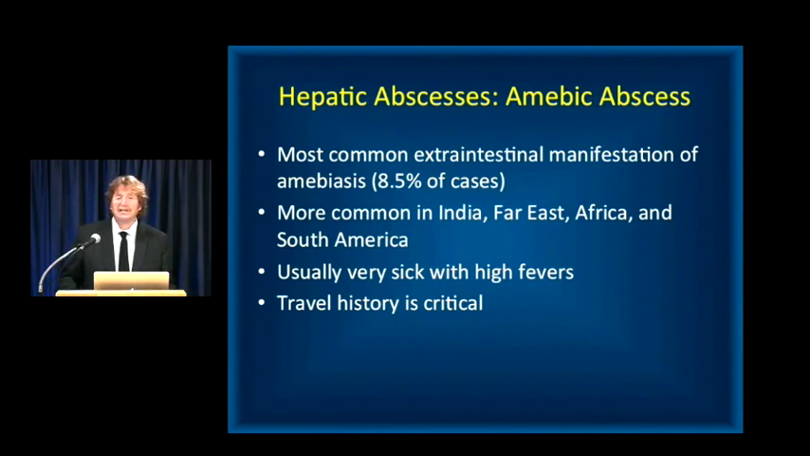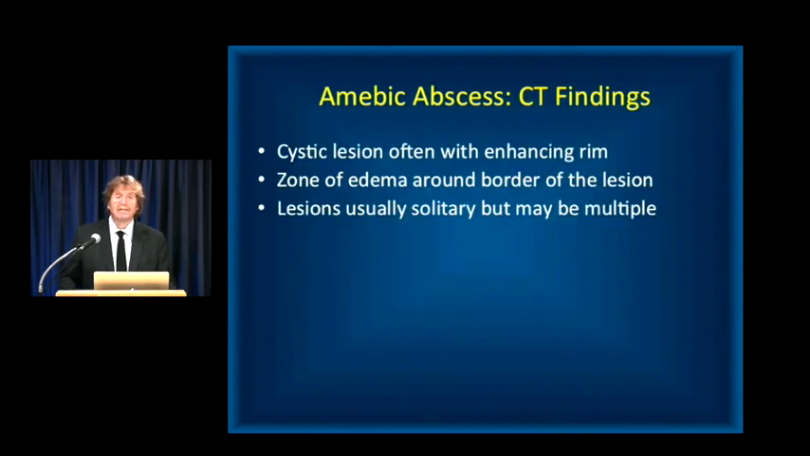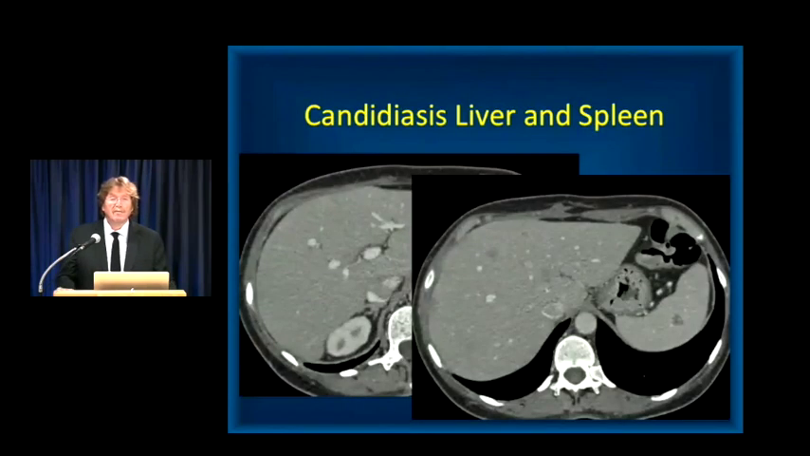Again, common locations are India, the Far East, Africa, and South America. Patients are usually very sick, and again, the travel history is critical. The lesions are cystic within the liver, as I showed you. You may have an enhancing rim, you may not. There's often edema around the lesion, which is common with abscesses, but also can be common in vascular metastasis. Amoebic abscess can be a cluster, but more commonly are single lesions.